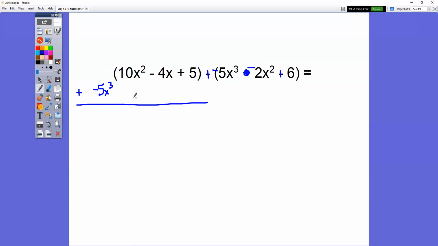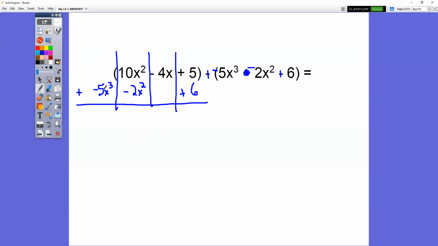We have a -2x squared. That's going to go underneath the 10x squared. And we have a +6. I need to put that +6 underneath the +5. Do I have any x's, just plain x's? No. So I'm just going to leave that part blank. Again, you want to add things going straight down, because we have our columns here.